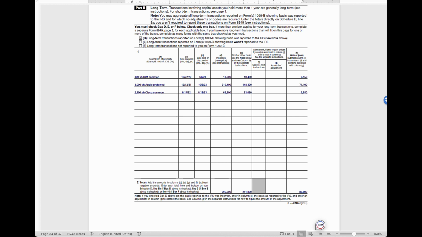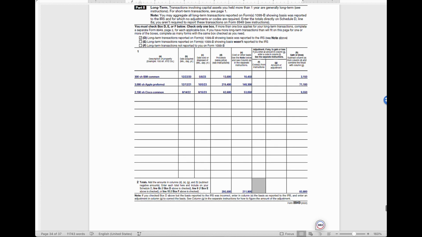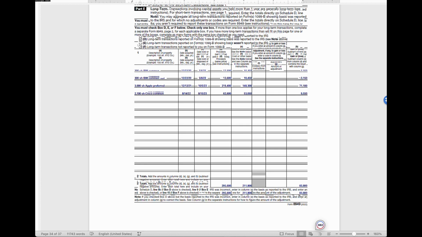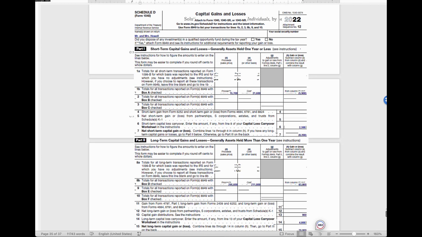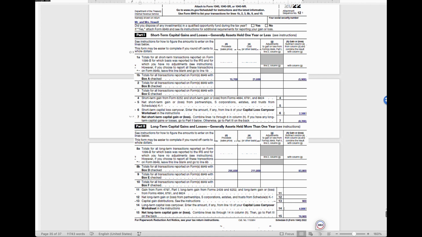And then we're going to show the 2,100 shares of Cisco Common, the date acquired, the date sold, the proceeds, and the cost basis to give us $9,550. Again, you're going to total column D and E because these are our long-term capital gains of $83,800.